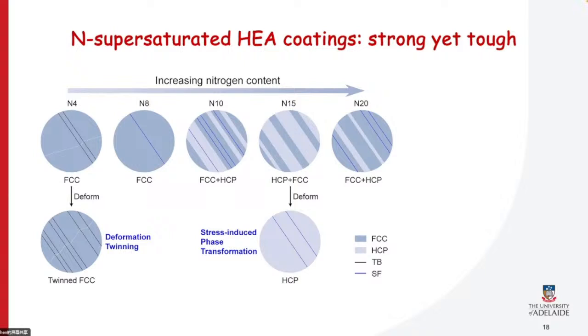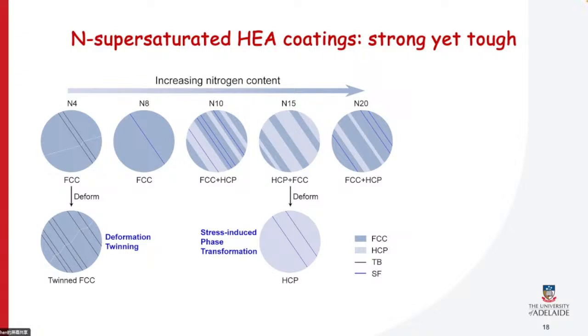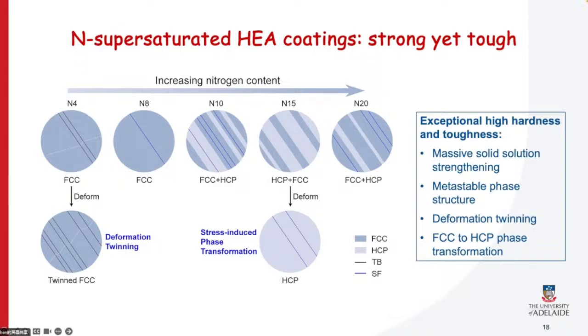So here is a quick summary of this study. Now we understand that nitrogen has a strong effect on phase stability and the deformation mechanism. It's possible to apply this approach to other interstitial elements, or it can also be carbon or oxygen. And the massive solid solution from the high nitrogen intake provides high hardness. More importantly, even at high nitrogen content, they still have the ability to deform plastically, like a pure metallic material. They can show deformation twinning and phase transformation.